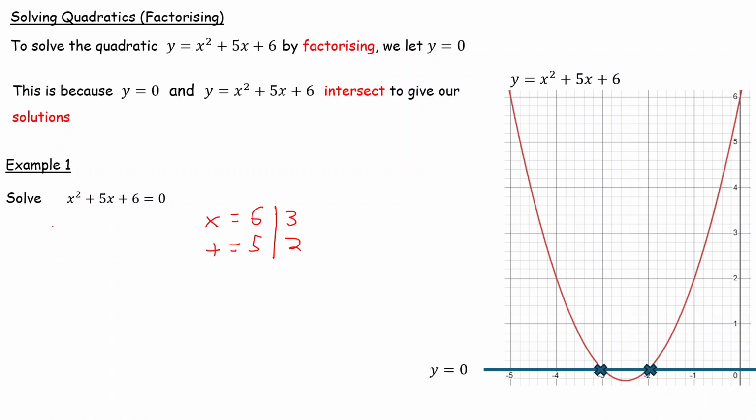So we say you've got your two brackets here and here. We've got x always at the start of both brackets, and it's going to be +3 and +2, and it could be in either order. So it could be x plus 2, x plus 3, or I'm going to write it as x plus 3 and x plus 2. Okay, so I factorised it.